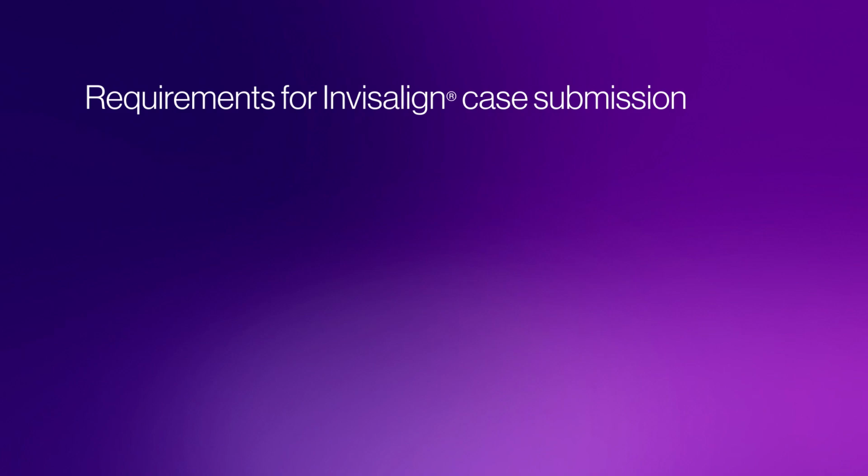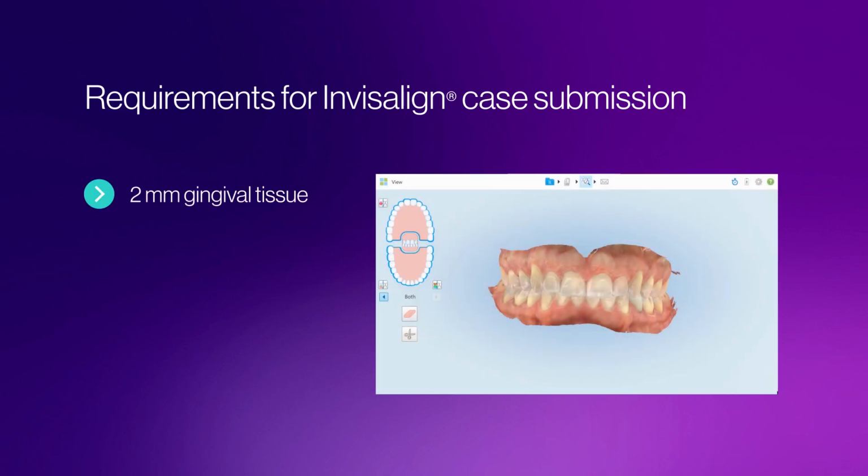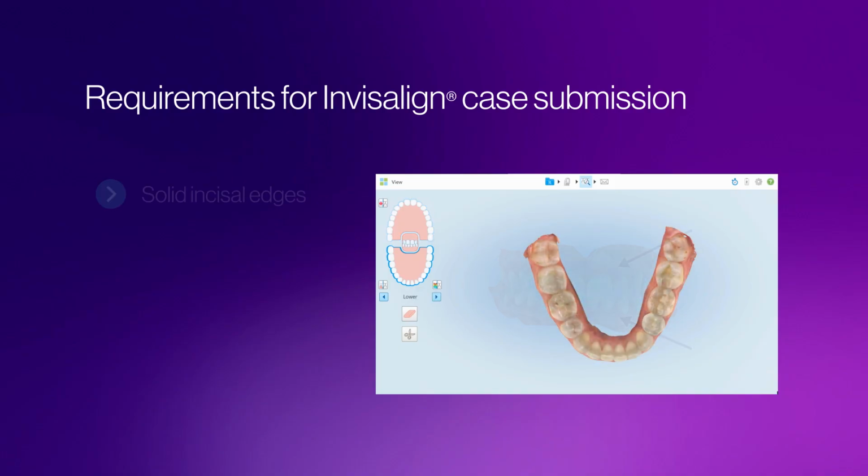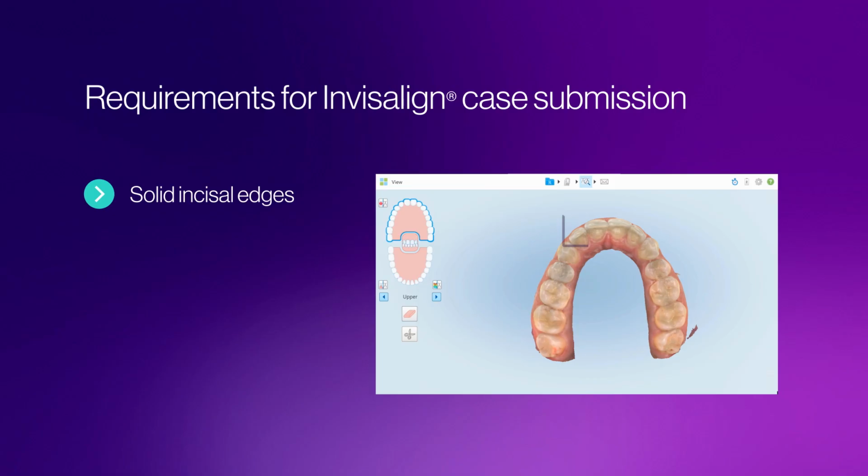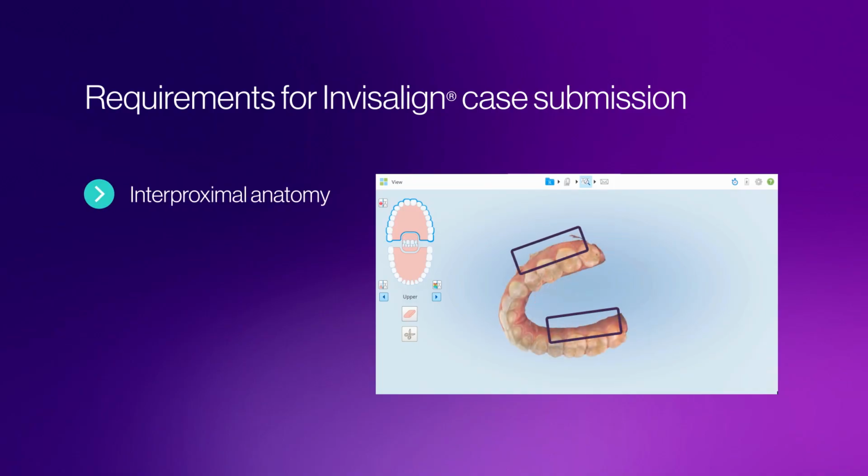Information required for the Invisalign case type includes the following: 2 mm of gingival tissue, solid incisal edges on both the lower and upper jaw. These scans help to verify that the lingual segments and buccal segments are joined with accurate incisal surfaces. This step is critical for properly fitting Invisalign aligners. The interproximal anatomy is critical for best fit aligners.